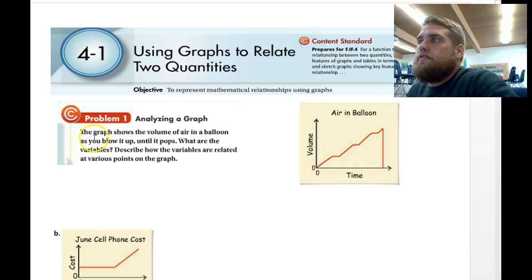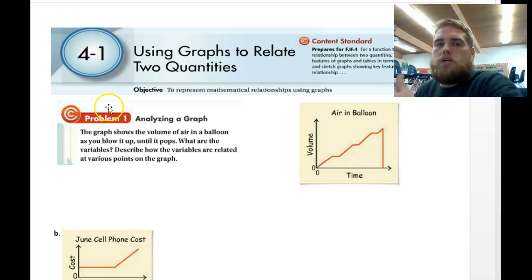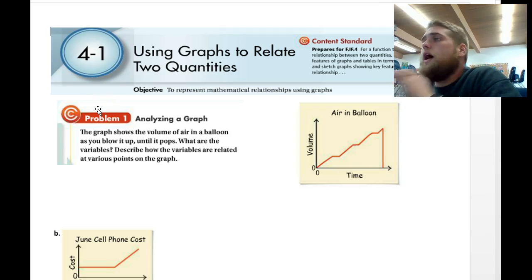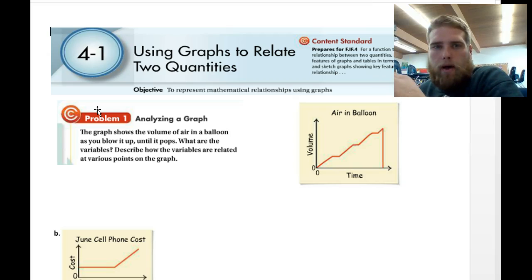Okay guys, this is the 4.1 notes, using graphs to relate quantities. Basically what we're doing in chapter 4 is something called functions. The basic idea of functions is they're just graphs. We're going to get into a lot more of what functions are, but for right now we're just going to look at graphs and see if we can talk about what they're doing.